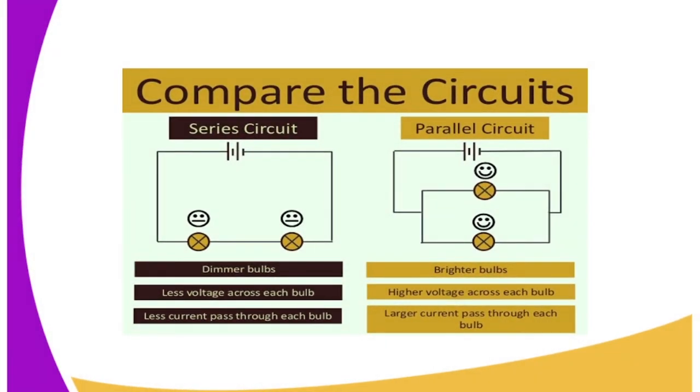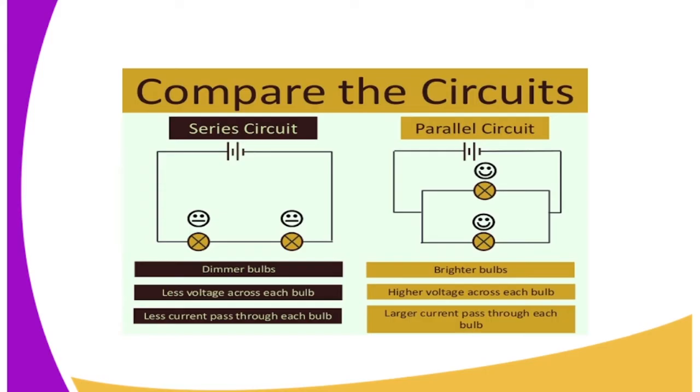Next. So, what happens? Let's compare two circuits of bulbs. We have two bulbs there. In the first, the bulbs are connected in series, and in the second, the bulbs are connected in parallel. The bulbs connected in series are dimmer. Why are they dimmer? It's because the EMF of the cell is shared between the two bulbs. That's why the bulbs appear to be dimmer. Number 2, there is less voltage across each bulb. And number 3, there is less current that passes through each bulb.